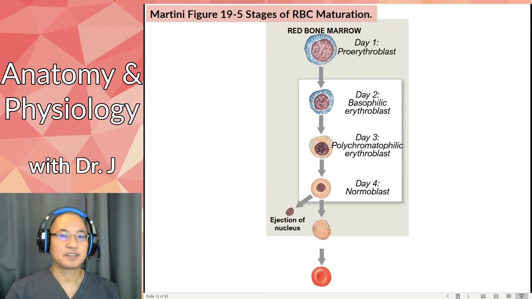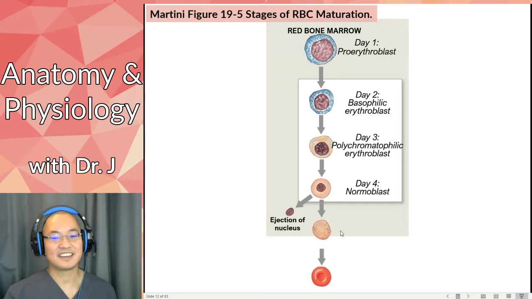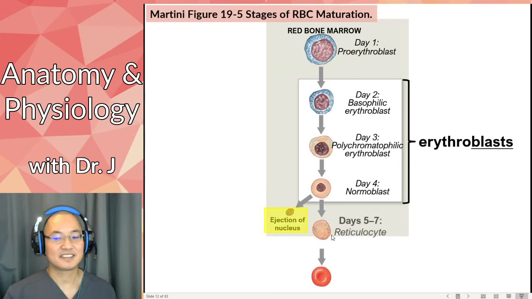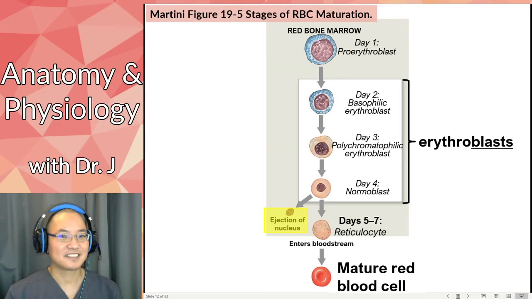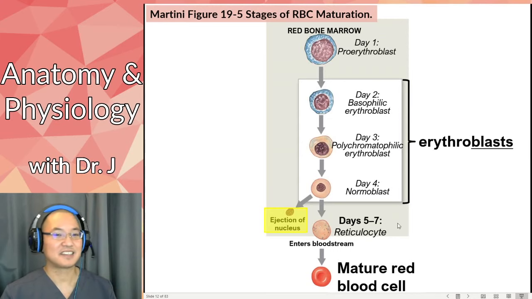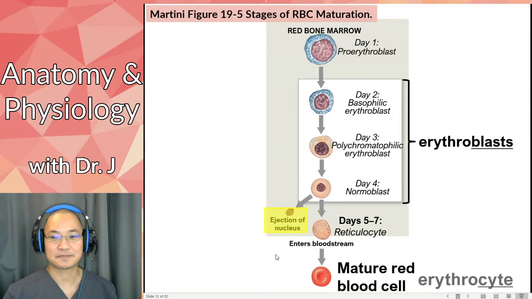But at day 4, when you have that normoblast, something very interesting happens. The cell ejects its nucleus, ejects its DNA. So these are all erythroblasts, and then when it ejects the nucleus, you have a reticulocyte, and then it finally becomes a mature red blood cell. So your mature red blood cells don't have a nucleus. That's what makes it a little special. Most cells have nuclei, but your red blood cells are an exception because they ejected their nucleus along the way.